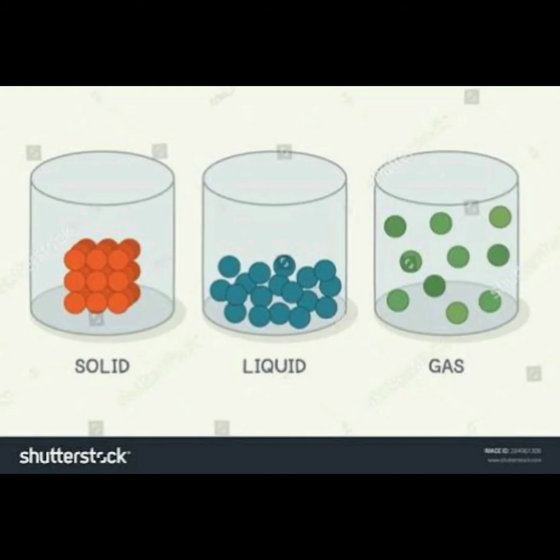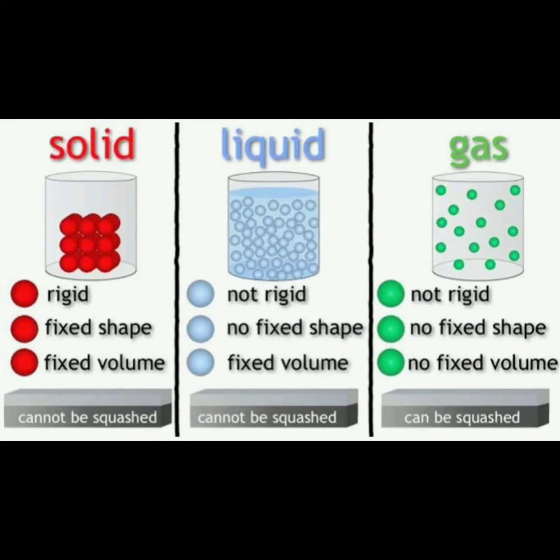Next is, how do solid, liquid, and gas differ? A solid has a definite shape and volume. A liquid has a definite volume but no definite shape, and a gas has no definite shape or volume, and on heating, it can change into a liquid.